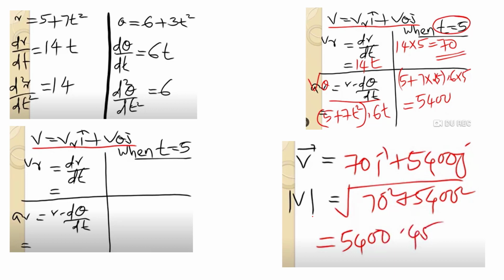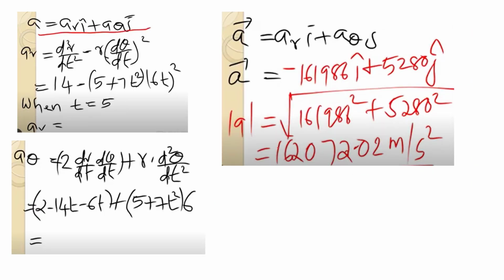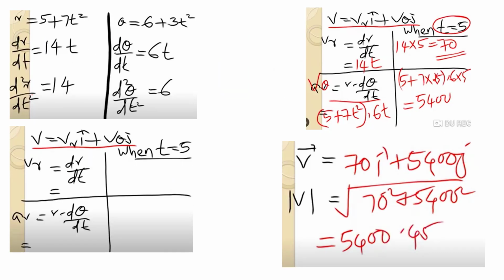Now, how will you find out the acceleration? So, what is Ar? Ar is equal to d square r by dt square minus r into d theta by dt the whole square. So, we need d square r by dt square here. d theta by dt we have already found out, right? Similarly, here you require d square theta by dt square. So, first we will find out d square r by dt square. So, you differentiate this equation with respect to time again. So, it becomes 14. You differentiate d theta by dt again. So, that will be equal to 6.